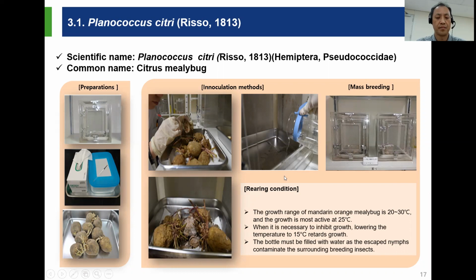Inoculate larvae on the sprouted potatoes with a brush, like this, and put them in an acrylic cage for rearing. Dried potatoes, which have low moisture, are better than potatoes with high moisture for breeding. Very rotten potatoes are removed and replaced with new potatoes.